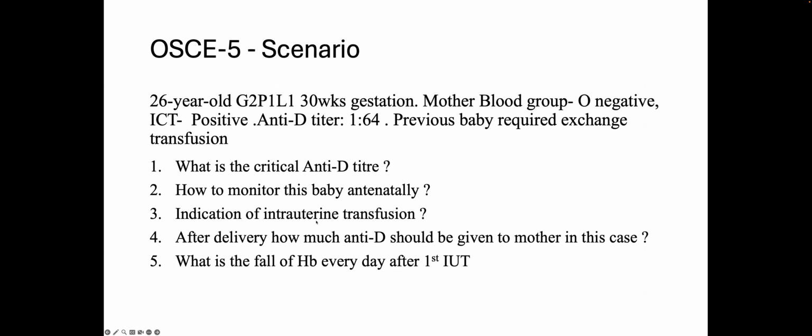A 26-year-old G2P1L1, 30-week gestation mother has a blood group which is O negative. She's ICT positive. Anti-D titer is 1:64. And for the previous baby, there's a history that he required exchange transfusion. What is the critical anti-D titer we generally consider, and how to monitor this baby antenatally? Basically how to monitor the mother or the baby antenatally. What are the indications of IUT or intrauterine transfusion? After delivery, how much anti-D should be given to the mother in this particular case? And what is the fall of hemoglobin every day after you give the first IUT? So we'll give a minute and then come back.